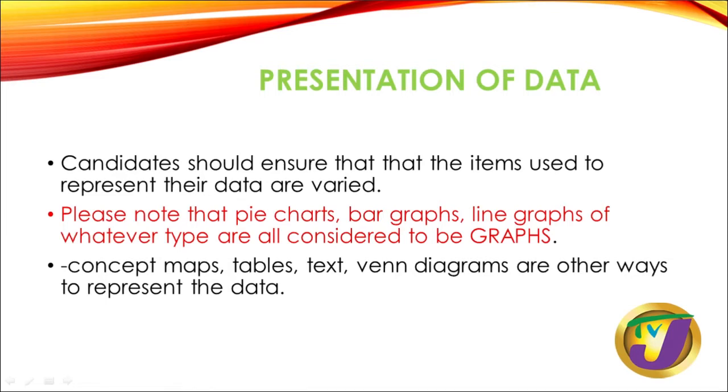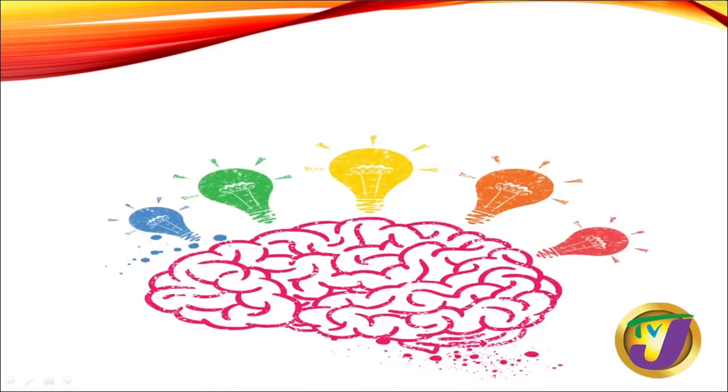Other ways that you can use: concept maps, tables, text. So you just draw a text box and write the information down, and it's a text box, right? Venn diagrams can also be used, right, to represent your data. So there you have it, 4 different ways. All right, so that's your presentation of data, essentially.